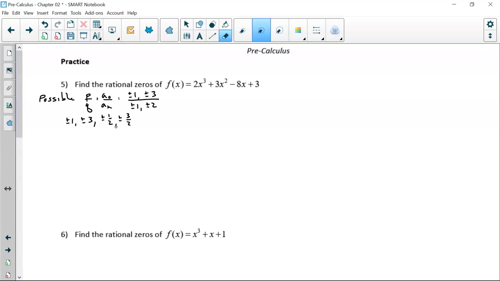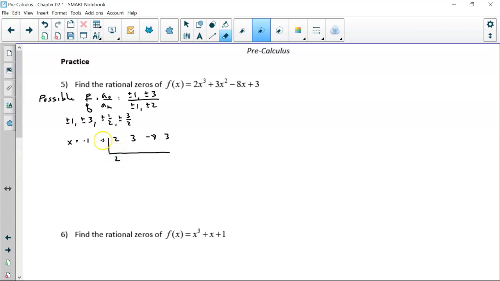So now what we're going to do is check to see which ones work. We can use this, and I'm going to see, all right, is my negative 1 going to work? Can x equal negative 1? So I'm going to do my synthetic division. I'm going to put negative 1 on the outside, and then 2, 3, negative 8, and 3.